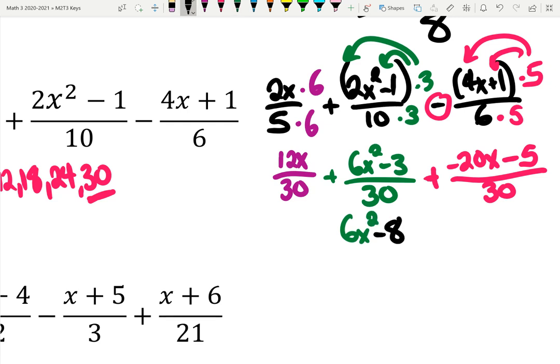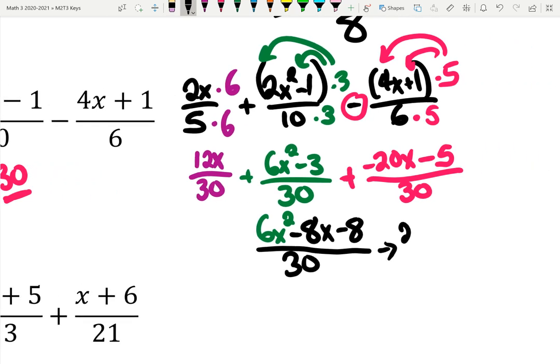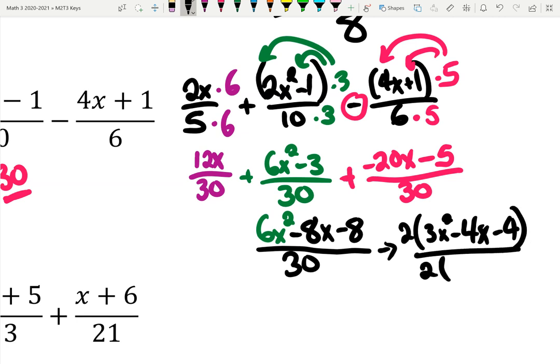6x squared minus 8x, negative 5 and negative 3 make negative 8, all over 30. Now I do see both the numerator and the denominators are even, so I'm actually going to go ahead and rewrite it as 2 times 3x squared minus 4x minus 4, all over 2 times 15. That way the 2s cancel, and I'm just left with the fraction.